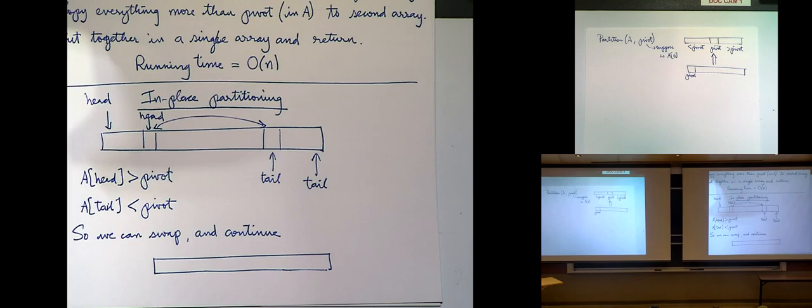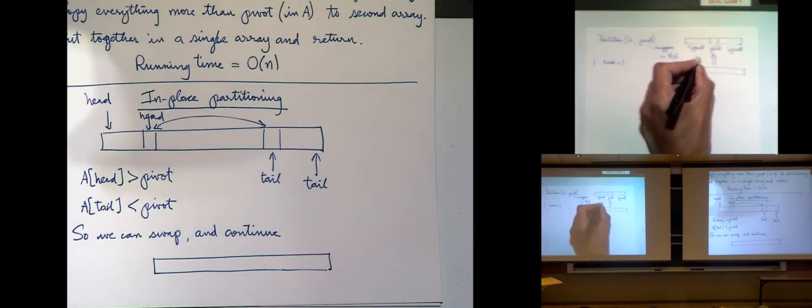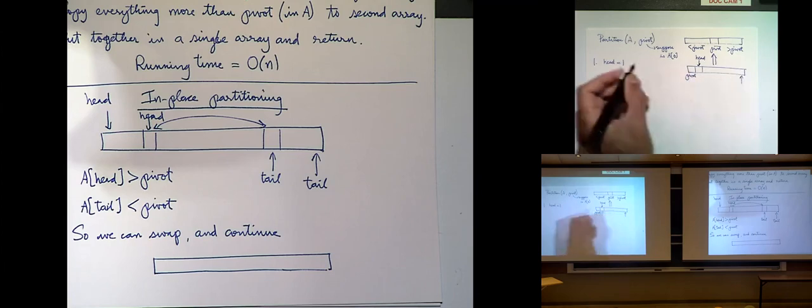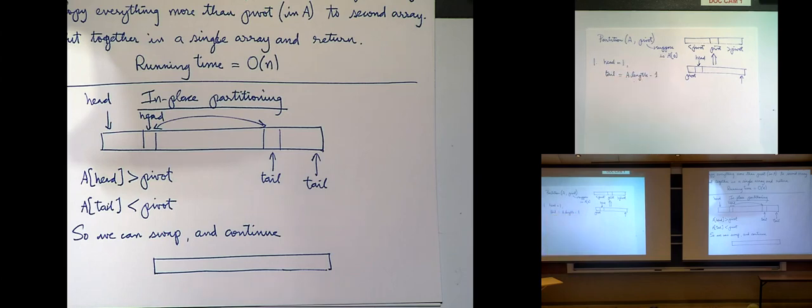Yes, it can. Eventually, that's how you do randomized quicksort. You pick the pivot randomly. But whenever you pick the pivot, it's always convenient to make it the first element of whatever you start with. And then you'll see that the code becomes easier to write. So let me initialize the head to be 1. And the tail to be whatever the length is, minus 1.